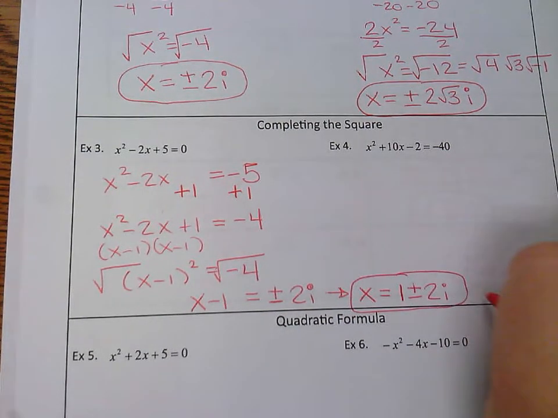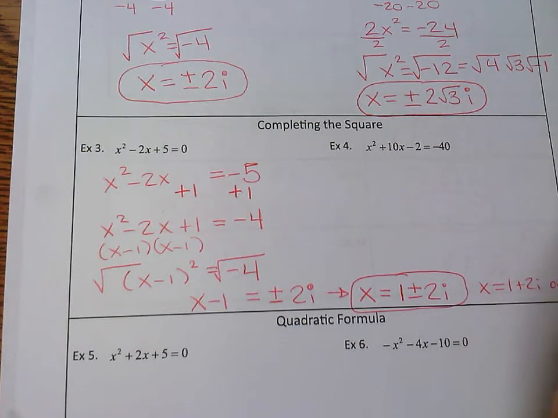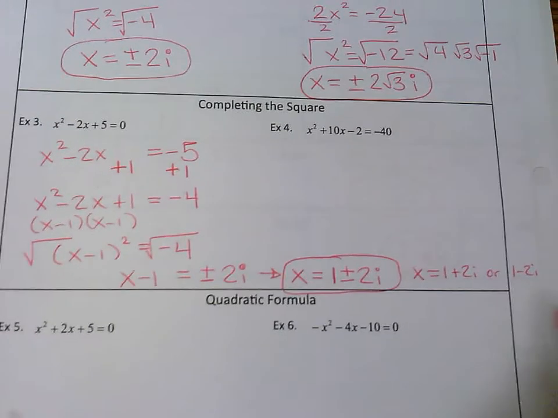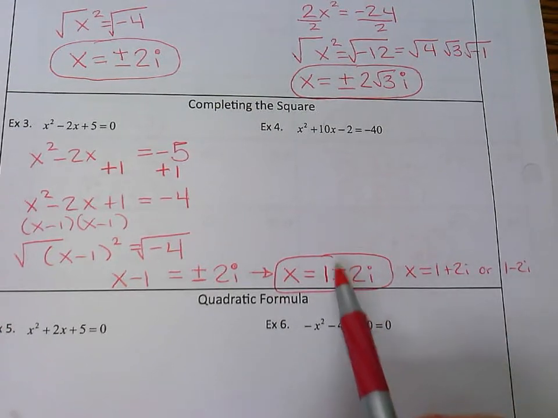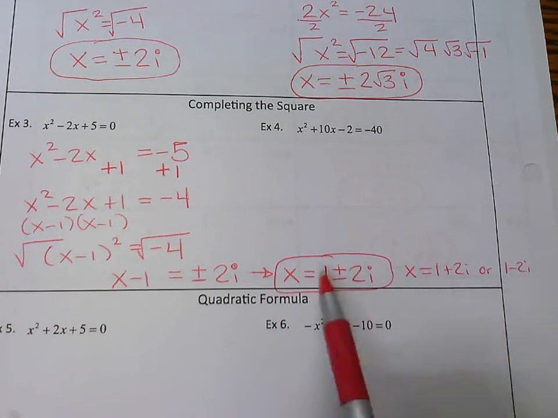Or if you prefer, x equals 1 plus 2i or 1 minus 2i would represent the same thing. This is just representing that in one step. So both are correct.